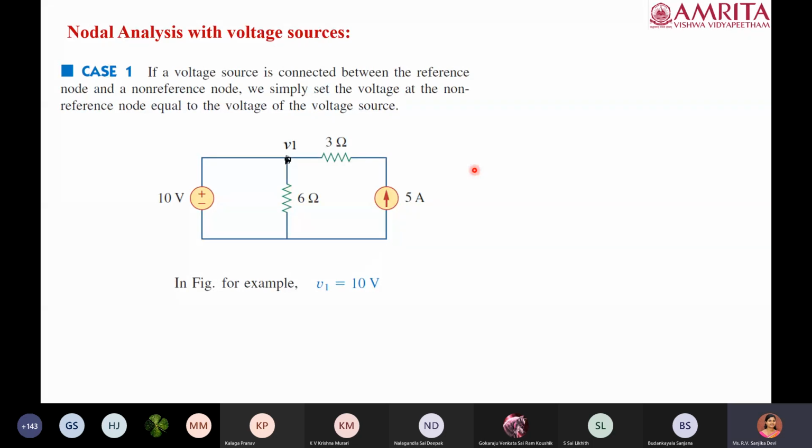So yesterday, in the last class, we were discussing nodal analysis with voltage sources, right? Here we know that in nodal analysis we have to apply the KCL equations.